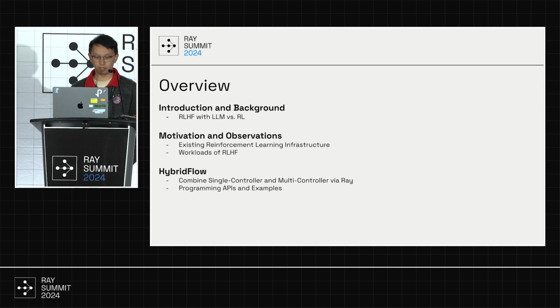So here's a brief overview. I will first discuss some introduction and background about what is RLHF, especially today with large language models, and how it's related to the traditional RL. And then I'll move to the motivation of how existing reinforcement learning infrastructures can solve this problem and when it cannot, by analyzing some of the workloads of RLHF, especially when you're dealing with large language models.